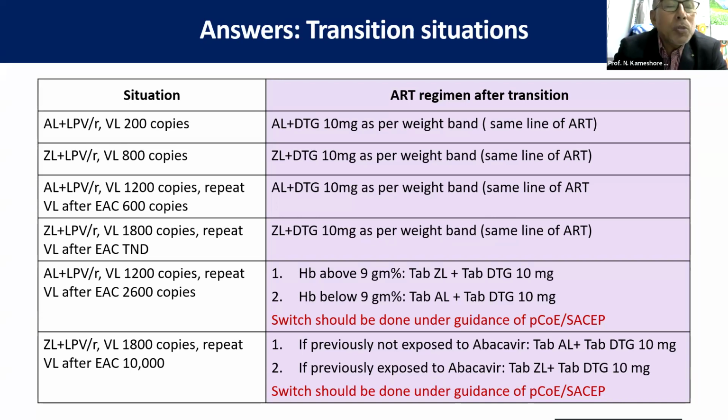Here we have to see whether the child was previously exposed to abacavir or not. If not exposed, then we have to switch to abacavir, lamivudine, and the transition of lopinavir, ritonavir to dolutegravir. If the child was previously exposed to abacavir, we have to continue ZL and the dolutegravir. Here also we have to take the guidance of the pCoE and the SASEF. Next.